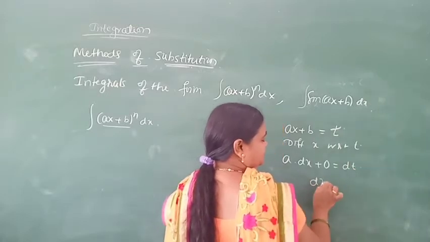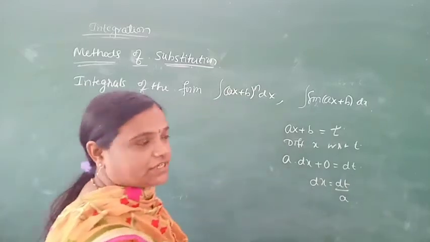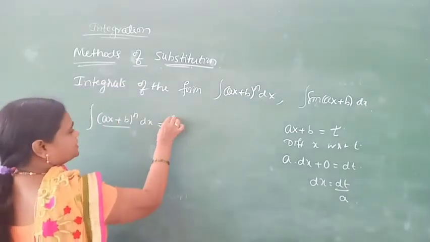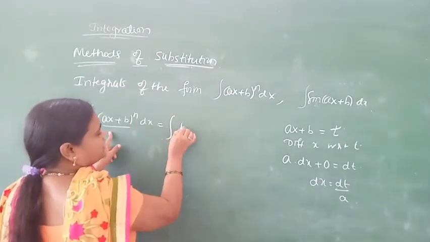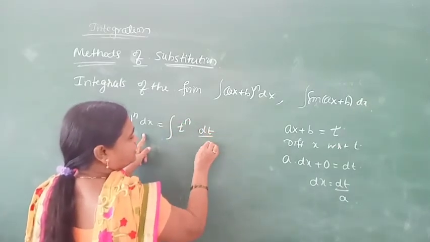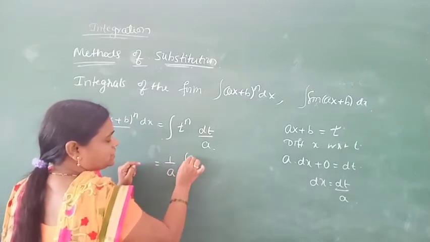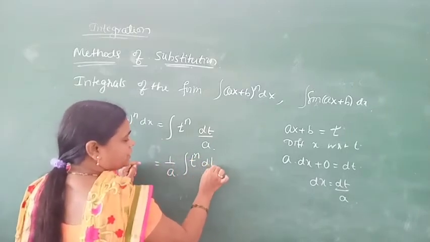Means dx is equal to what? dt by t. Correct. Means this calculated as integration of this whole thing is what? t to the power n dx. What is dx? dt by t. And we are taking 1 by a outside as a constant. It is integration of t to the power n dt.